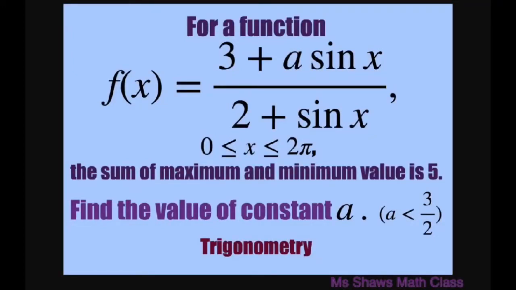Everyone. For a function f of x equals 3 plus a times sine of x divided by 2 plus sine of x over the interval 0 to 2 pi for the domain, the sum of our max and min value is 5. So we're going to find the value of the constant a, and we're given that a is less than 3 divided by 2.